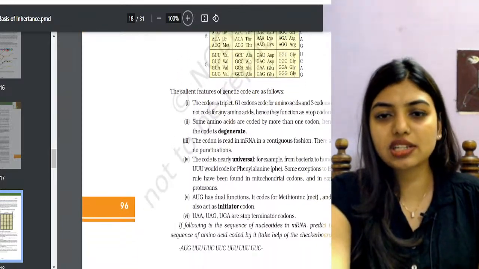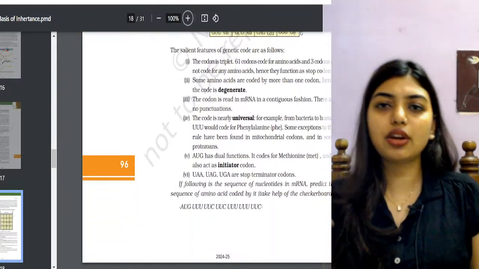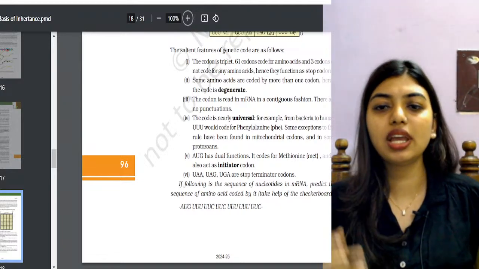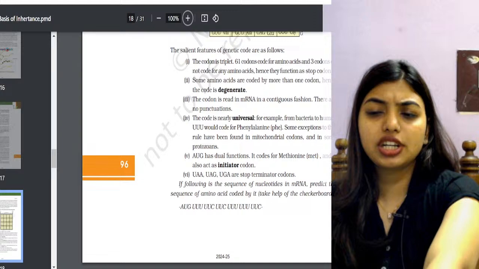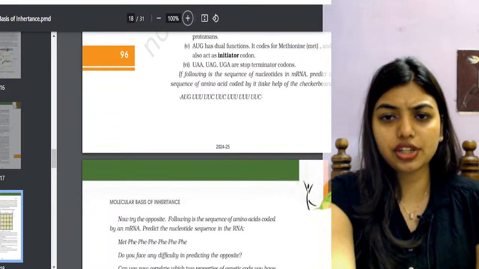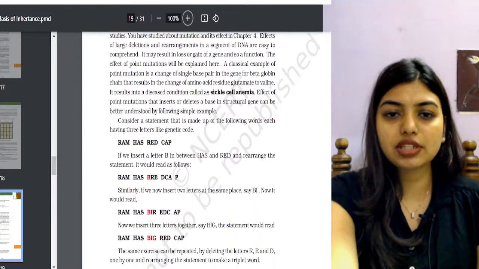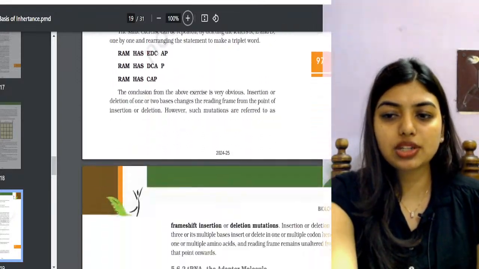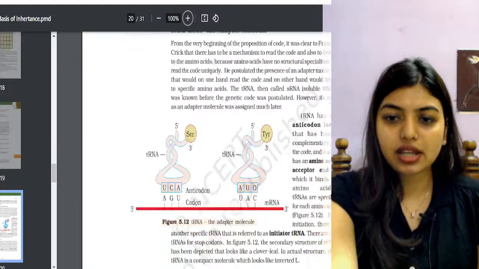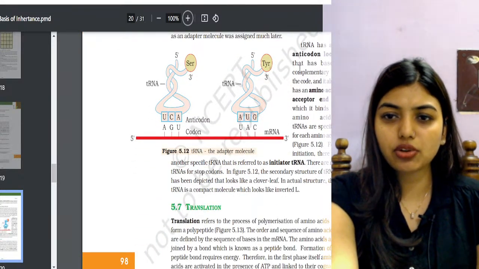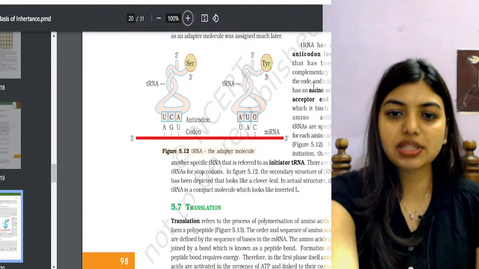Okay, out of that 61 are going to code for amino acids, 3 are going to be nonsense codons or stop codons which are not going to code for any amino acids. Okay, and then they are universal, degenerate, they are read in a continuous fashion, and an initiator codon is there. Then sickle cell anemia we spoke about. Okay, we spoke about insertion and deletion, tRNA. Okay, I think this I missed. Okay, tRNA has an anticodon loop. I told this, but I'm just telling, I missed the paragraph.